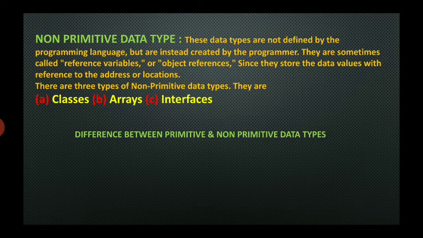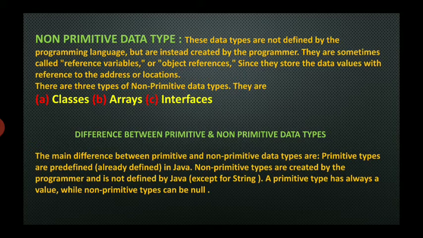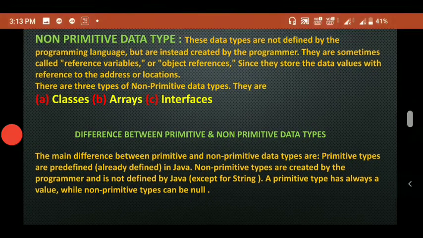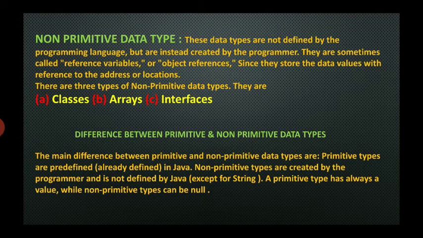Now what is the difference between primitive and non-primitive data types? The main difference between primitive and non-primitive data types are: primitive types are predefined, already defined in Java. Non-primitive types are created by the programmer and are not defined by Java except for string. A primitive type always has a value, while non-primitive types can be null. Null means empty. So I hope everybody understood what is data types and the various types of data types.